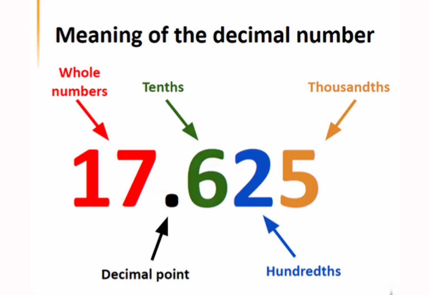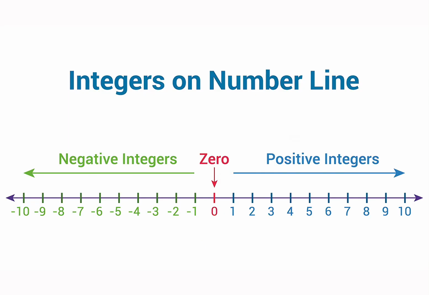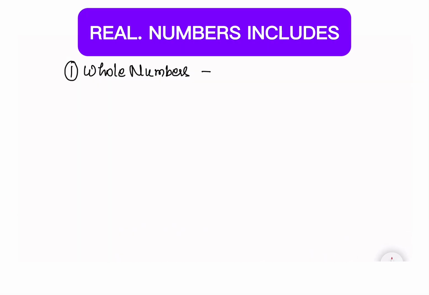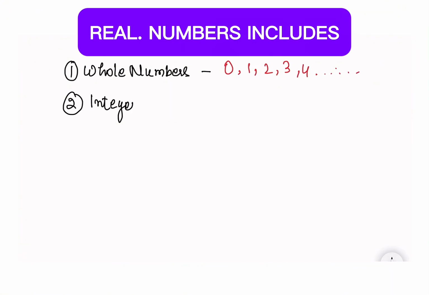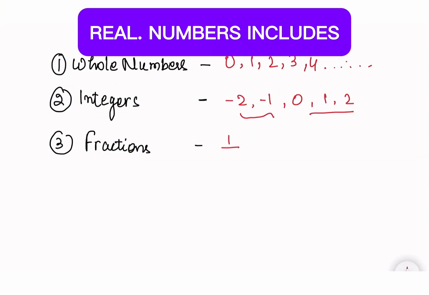Whole numbers, decimal numbers, fractions, integers. Whole numbers will be like 0, 1, 2, 3, 4, and so on. Integers: -2, -1, 0, 1, 2. It means it includes negative and positive both. Now fractions. Fractions are like 1/2. It's going to be a decimal also.